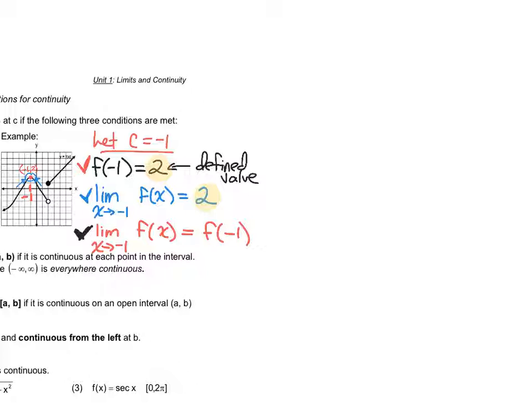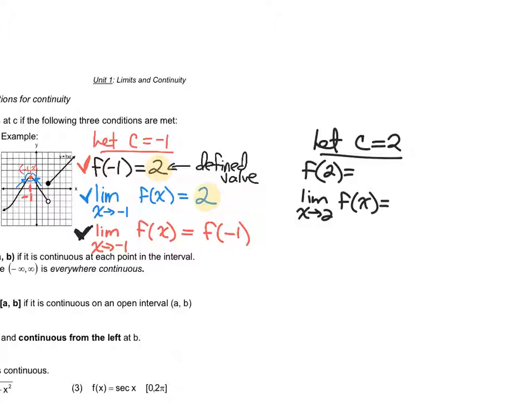So let's take a look at a case that would not be continuous. All right, so I'm going to choose the c value of 2. So let c equal 2. So right on down the line, I'll do f of 2, the limit as x approaches 2 of f of x. All right, so just looking at the graph around the x value of 2, what's the y value? 1. All right, as I approach from the left and from the right, the x value of 2, am I going to the same place? No. So the limit, complete my sentence, the limit does not exist.